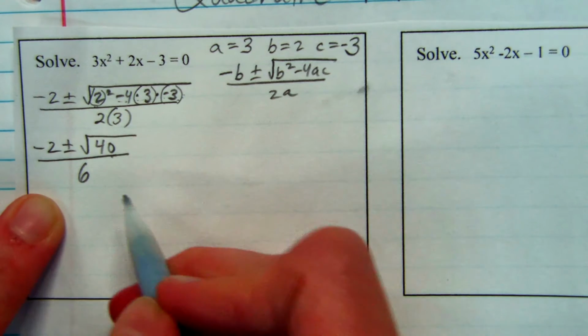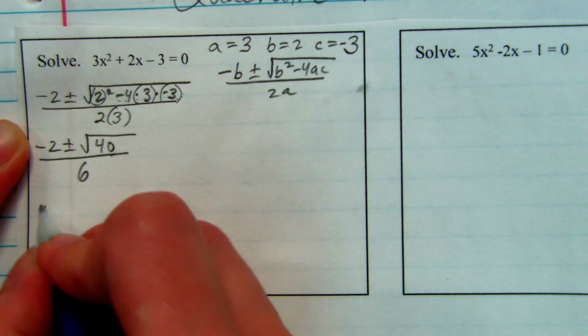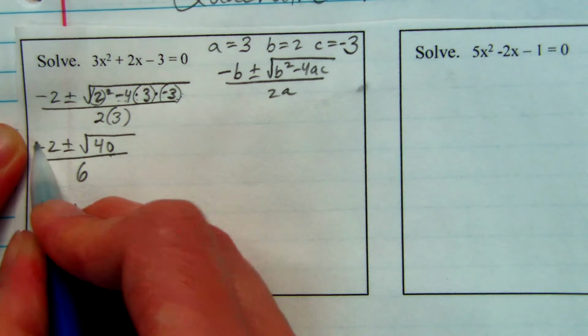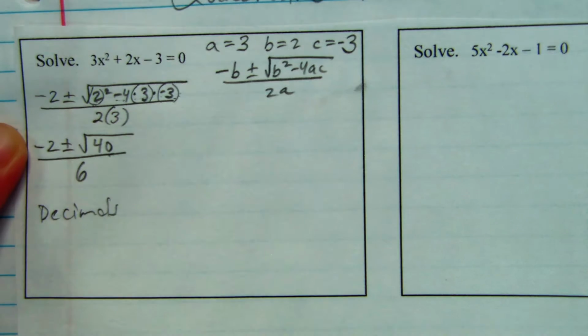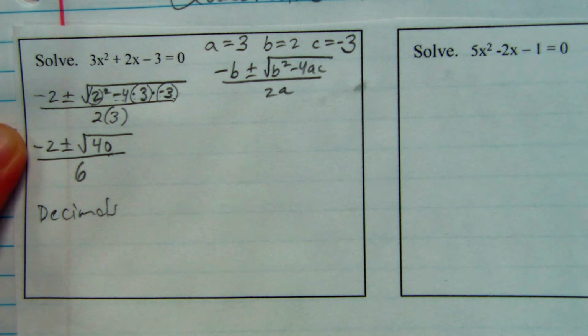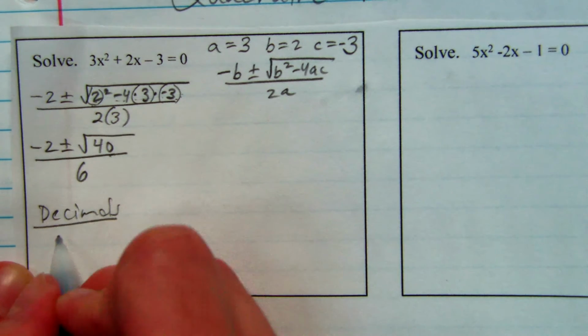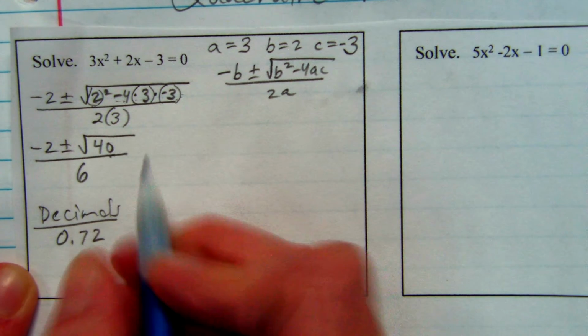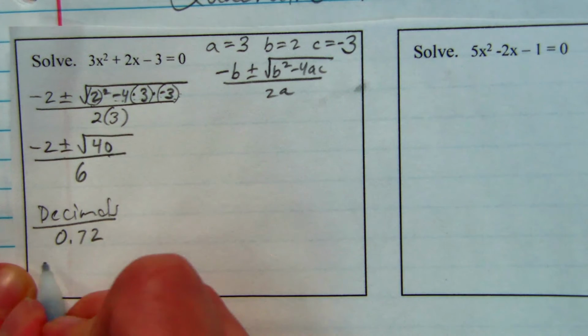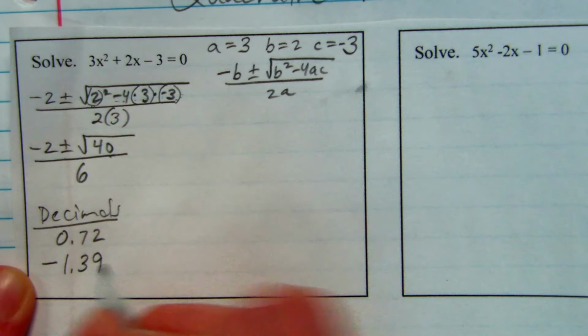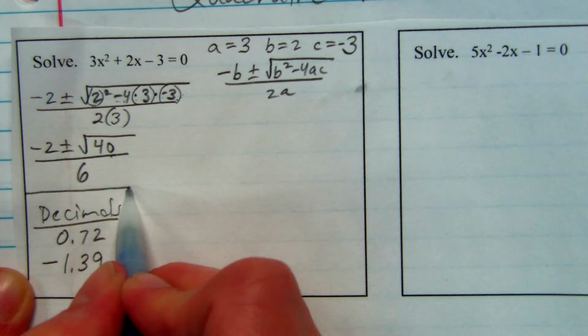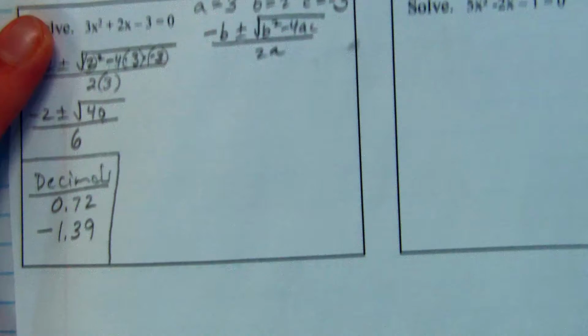So if they want decimals, we can just type in negative 2 plus the square root of 40, hit enter, get the answer, then divide by 6. And if you do that, you get 0.72. And you do the minus one, you get negative 1.39. I think those are rounded off. If they don't want decimals, then we have to simplify the radical, the square root of 40.